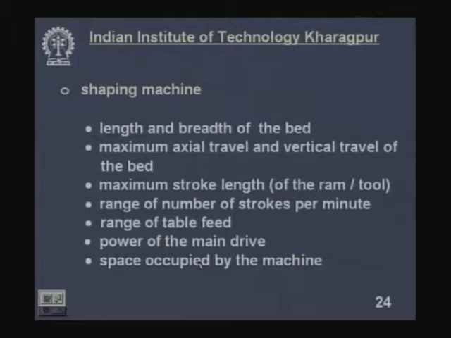Now, say for a shaping machine, the length and breadth of the bed, which will decide the length and breadth of the job, will be first specified. Then maximum axial travel and vertical travel of the bed, the length of travel in two directions, maximum stroke length of the cutting tool, range of number of strokes per minute. So, the number of strokes per minute can be slow or fast. Range of table feed, the feed motion is given to the table. So, that can be fast, slow, and this range should be mentioned. Power of the main drive, say 11 kilowatt or 5.5 kilowatt, like that, and similarly space occupied by the machine.